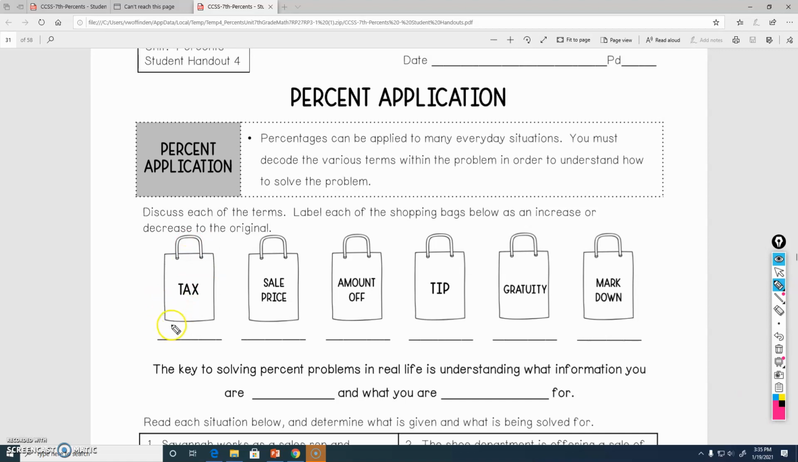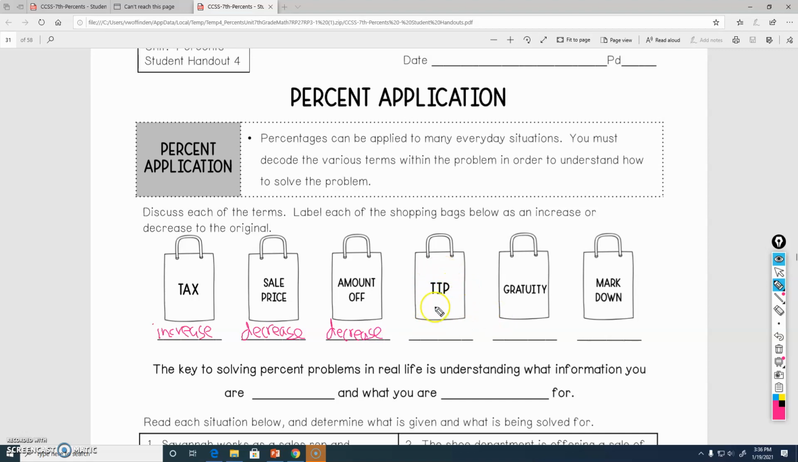So if you have a tax, we need to know that this is going to increase our total cost. And I would like you to take notes with me. If you see a sale price, that will decrease. Amount off, how much is the amount off? This will also be a decrease. And this is, again, just understanding this vocabulary.